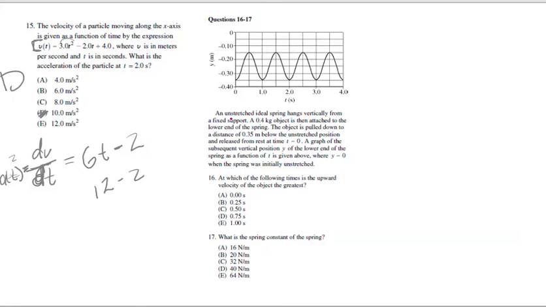An unstretched ideal spring hangs. So we know we've got this. It's unstretched. It's ideal. That means it follows Hooke's law. Remember, Hooke's law is Fs equals negative kx, where k is your spring constant. So an unstretched ideal spring is hung from a fixed support. All right, so it's just a fixed support up there.